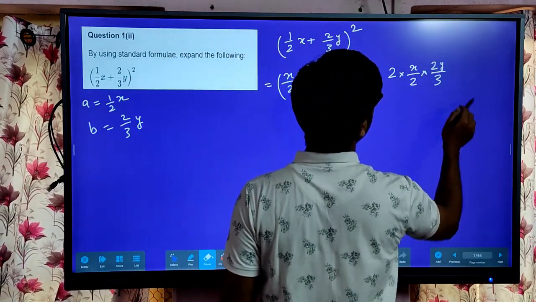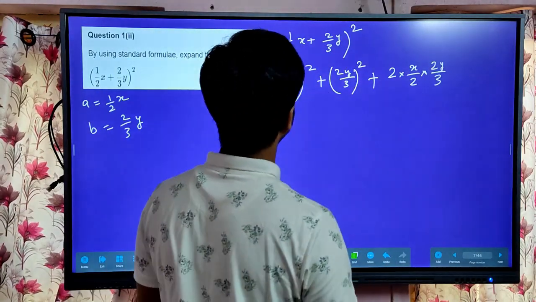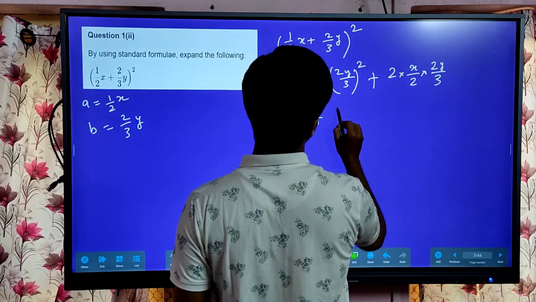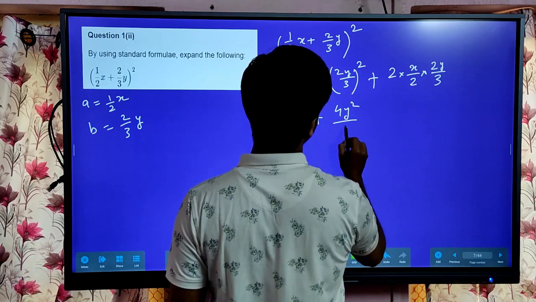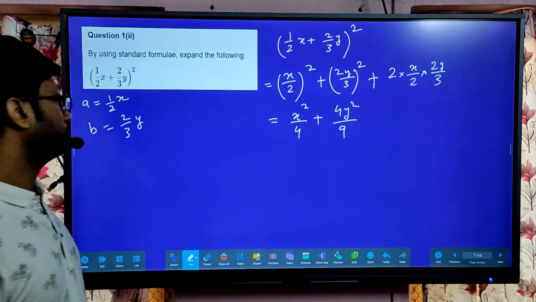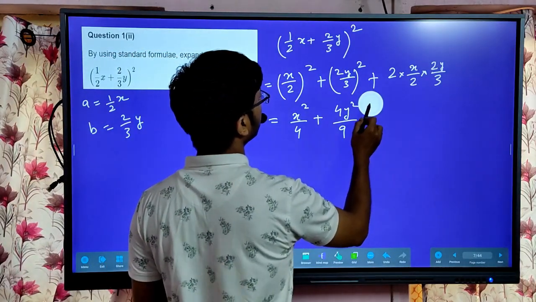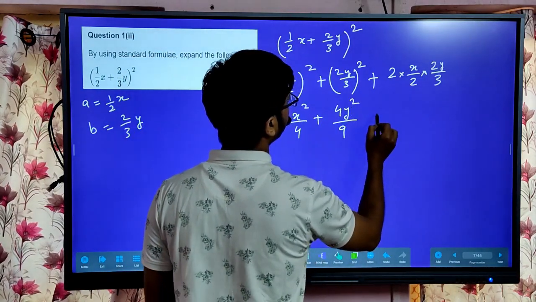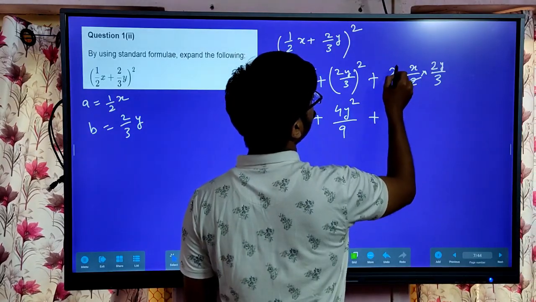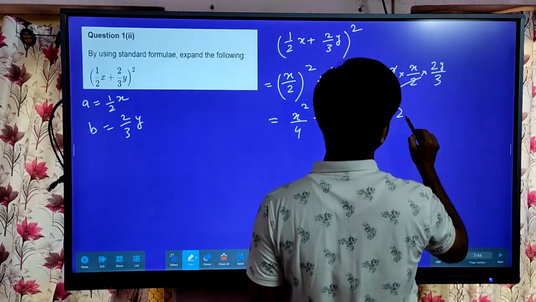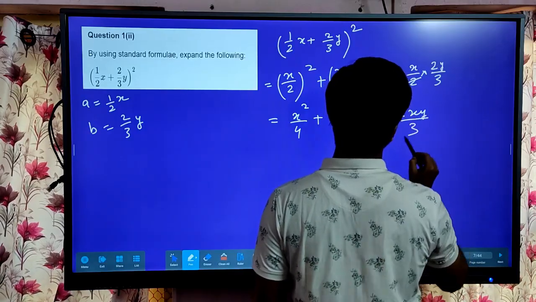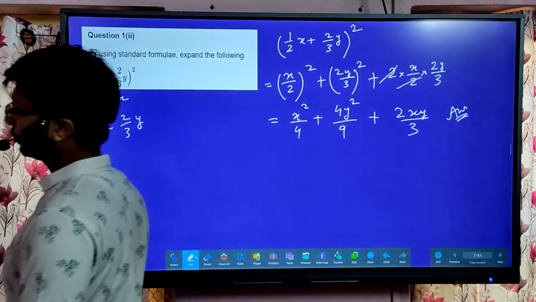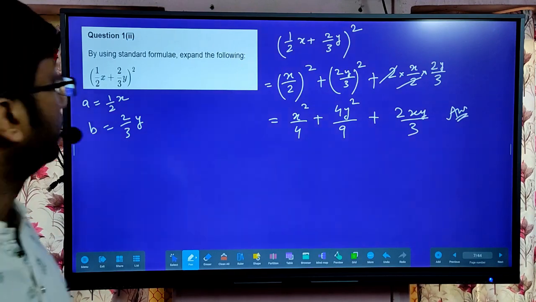Let us see what happens. It will be x square by 4 plus 4y square by 9, because 2 square is 4 and y square will be y square and 3 square will be 9. So it is 4y square by 9 plus, here this 2 will get cancelled out, so it will be 2xy by 3. I think this will be the answer. Let us move on to the next question.